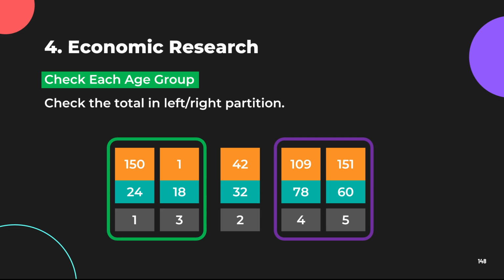So I just need to check the total in both left and right partition. How do I check the total? In the left one, it's easy. If I go to the left, if the sum of this is less than 151,000, that means I go to the right. So I just need to total this.